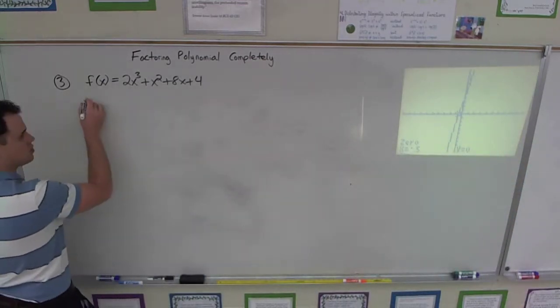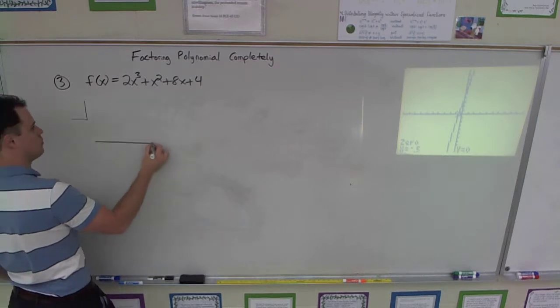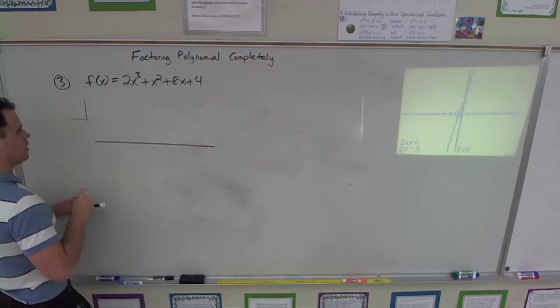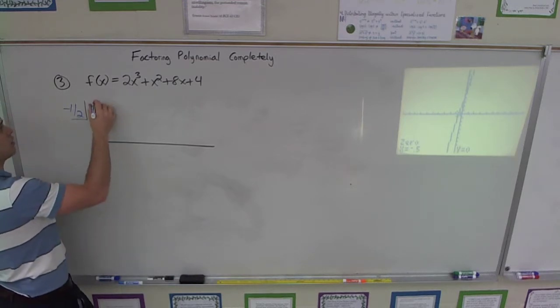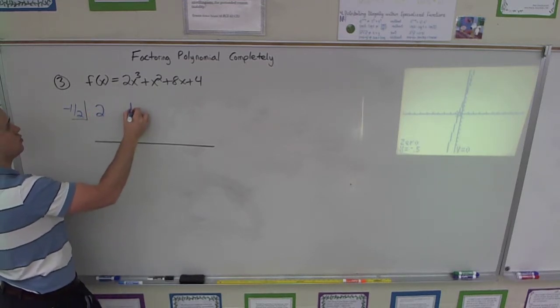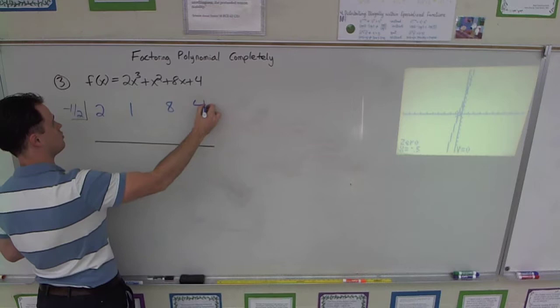So we're going to say, all right, synthetic division time. -1/2 is supposed to be a 0. Let's do it and check that first. So 2, 1, 8, and 4.